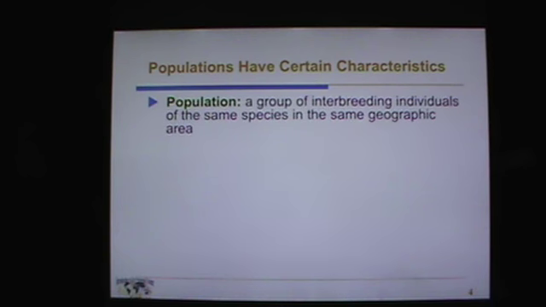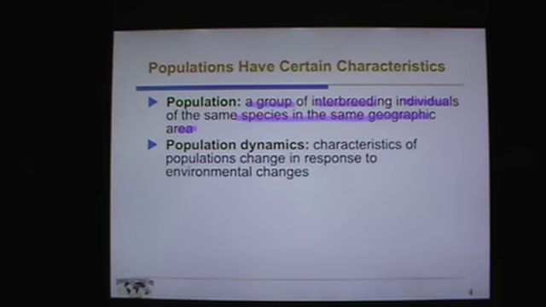Populations have certain characteristics. So a population is a group of interbreeding individuals, the same species in the same geographic area. That's the definition of a population. Lots of populations around the world. That's the definition. Think of population dynamics. What are the characteristics of populations that change in response to environmental conditions?